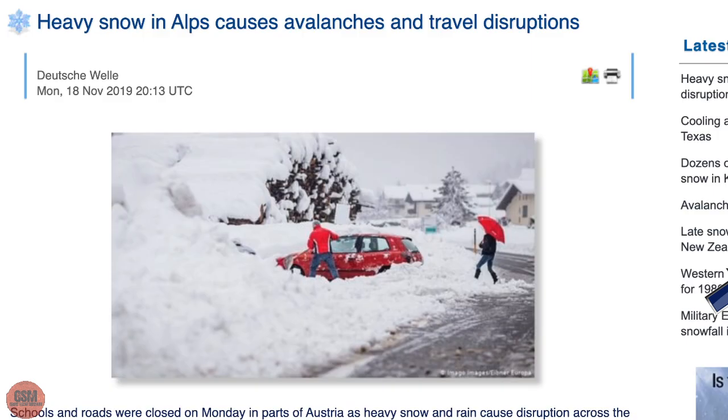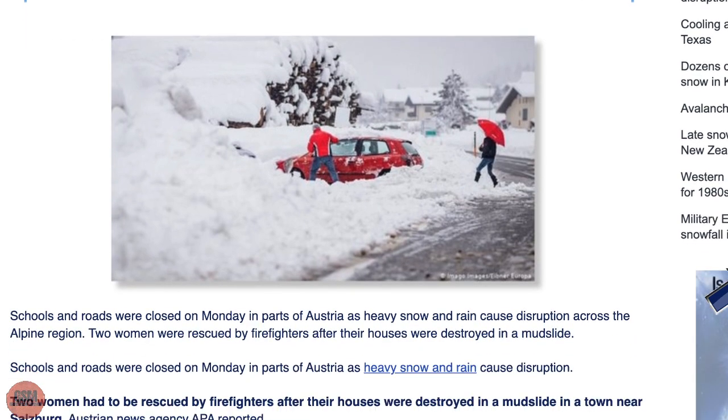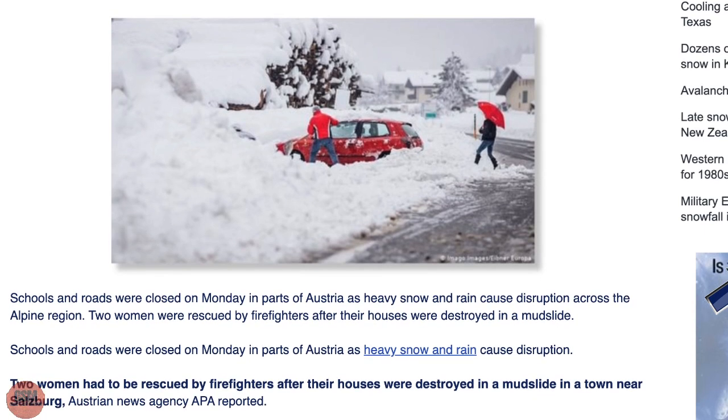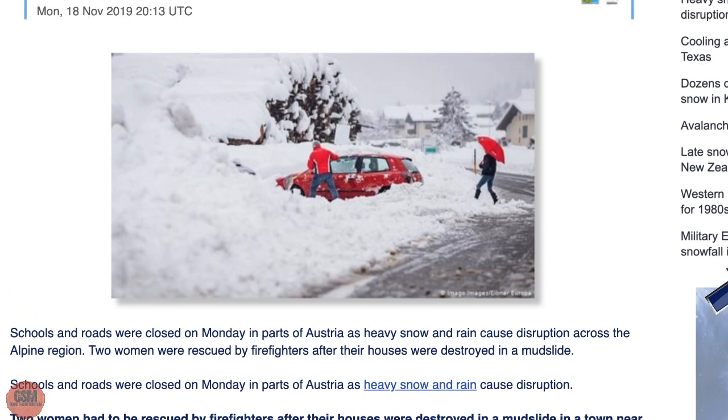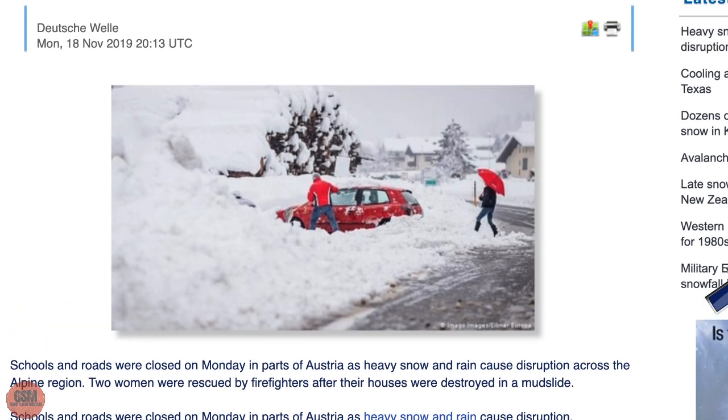All right. Heavy snow in the Alps causes avalanches and travel disruptions. This was Monday, November 18th, 2019. Schools and roads were closed on Monday in parts of Austria as heavy snow and rain caused disruption across the Alpine region. 2 women were rescued by firefighters after their houses were destroyed in the mudslide.